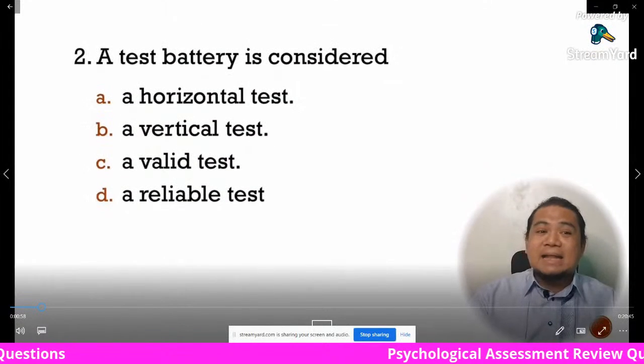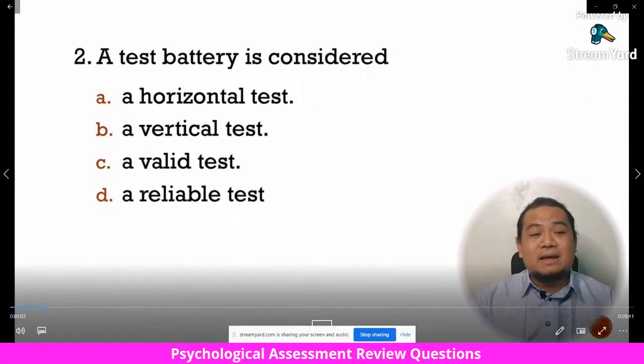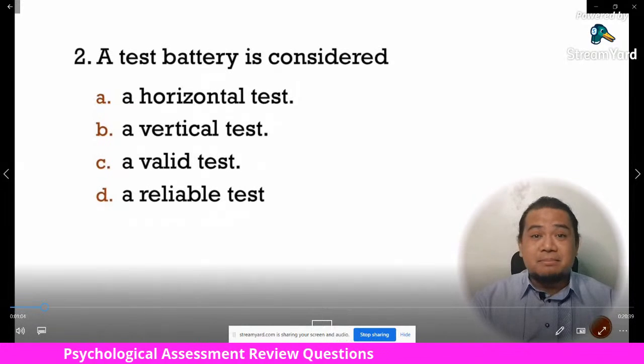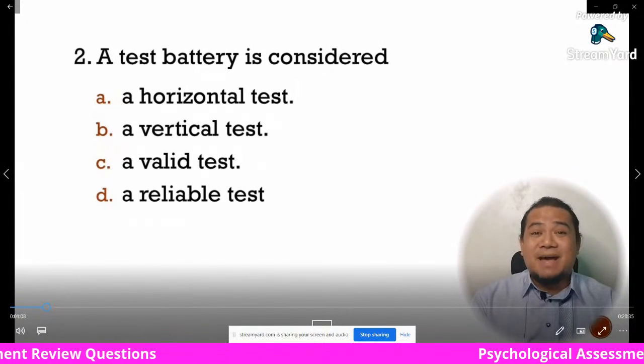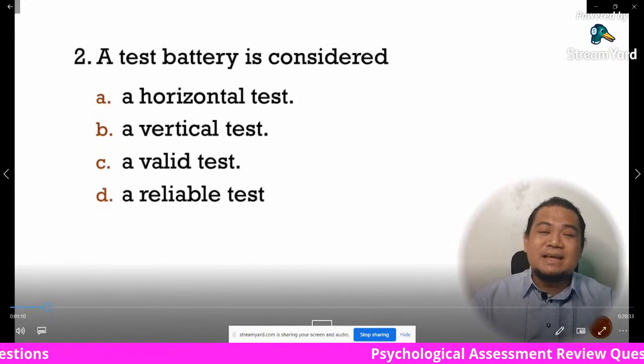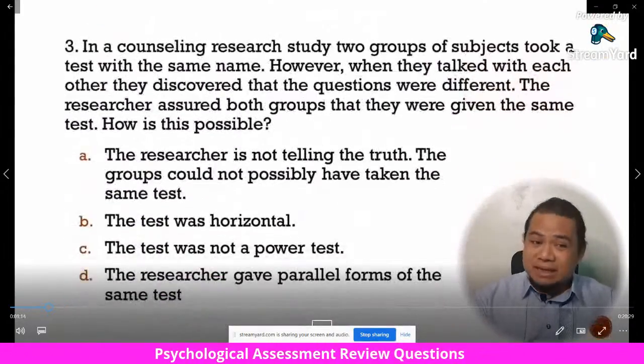Number 2. A test battery is considered A. A horizontal test. B. A vertical test. C. A valid test. Or D. A reliable test.